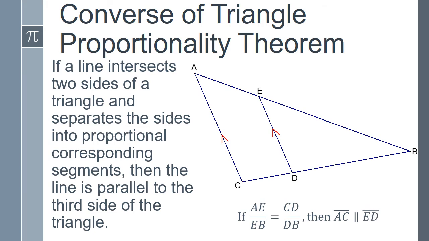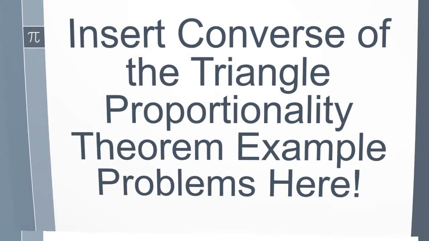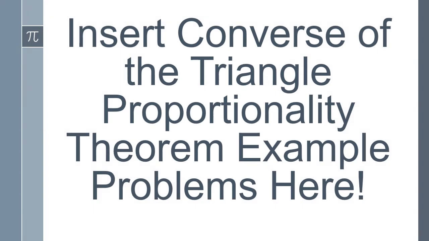Now, we're going to talk about the converse of this, which is if a line intersects two sides of a triangle and separates the sides into proportional corresponding segments, then the line is parallel to the third side of the triangle. So they're going to give you the measurements and they're going to say, hey, are these two segments parallel? Let's take a look at this by inserting a converse of the triangle proportionality theorem example problem.